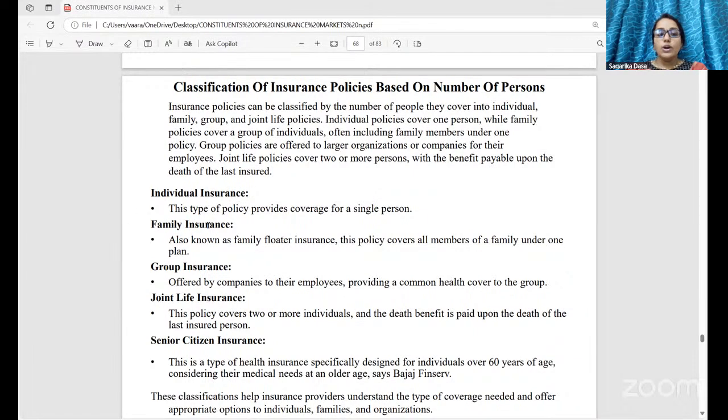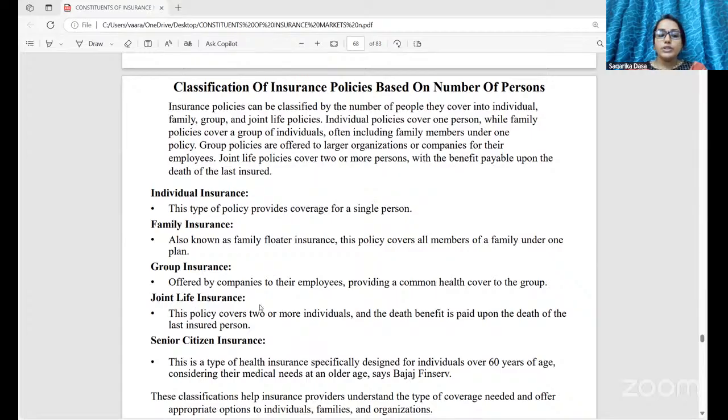Family insurance, also known as family floater insurance, this policy covers all members of the family under one plan. In one insurance plan, all family members' insurance will be covered. That is your family insurance. Then group insurance, offered by companies to their employees, providing a common health coverage to the group. In group insurance, mostly it will be provided by the organizations to their employees, providing common health coverage to the group for the protection of the employees.